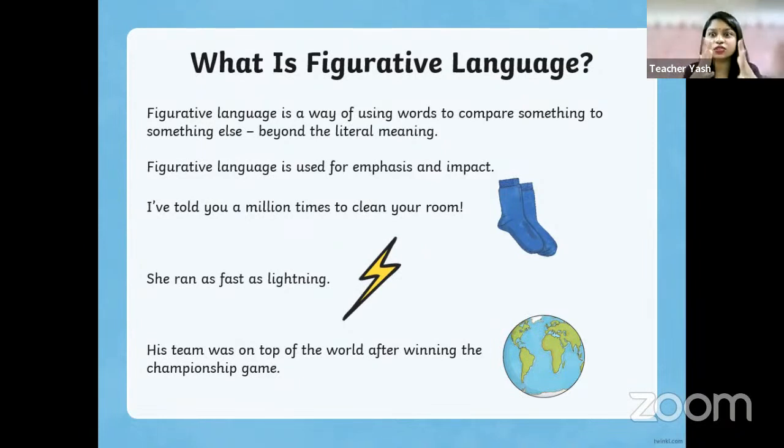Okay, it's like giving you the stress. So next, she ran as fast as lightning. Okay, so she really ran very fast. Okay, so his team was on top of the world after winning the championship game. You know what is on top of the world, right? Okay, so on top of the world, like very happy after winning the championship game.